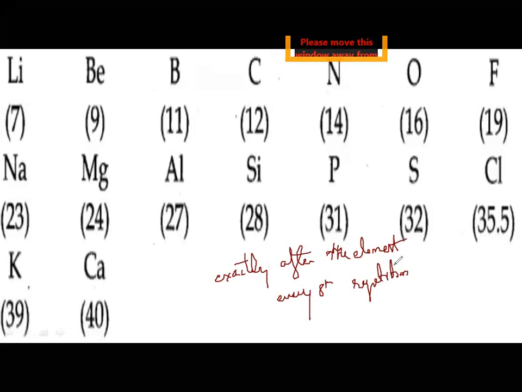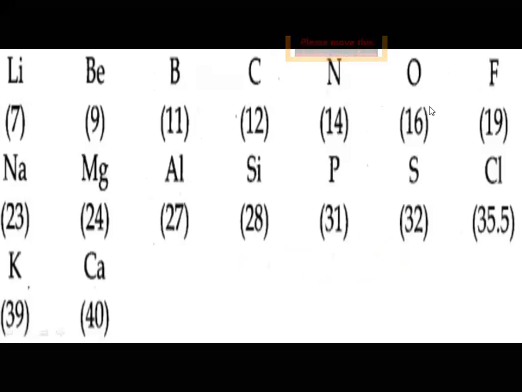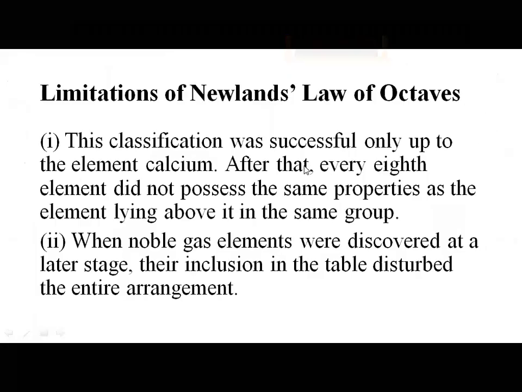So that became the limitation, students. We'll see how it became the limitation. This classification was successful only up to the element calcium. After that, every eighth element did not possess the same properties as the element above it in the same group.